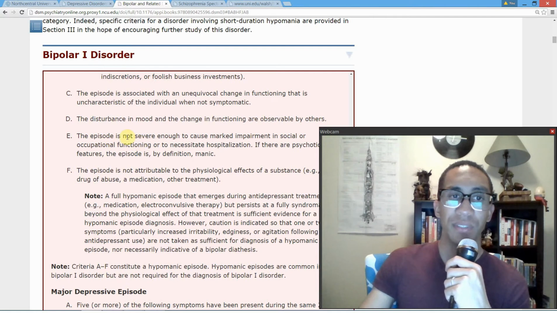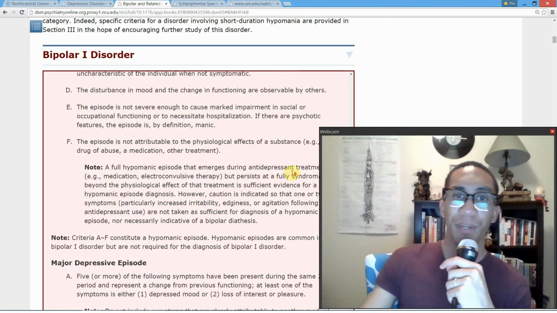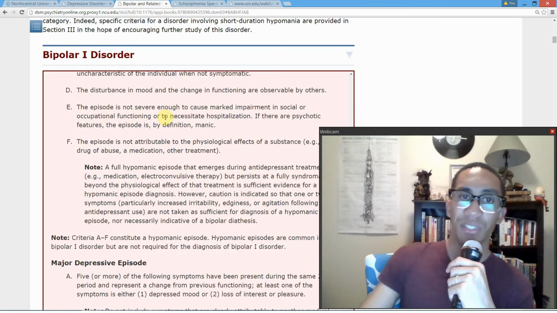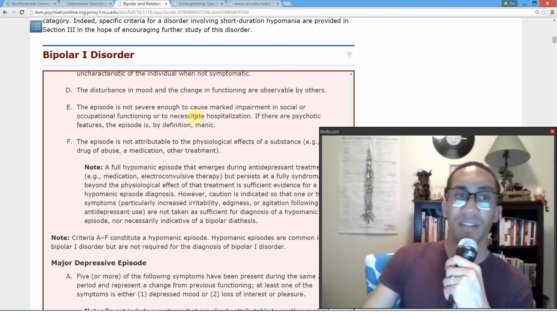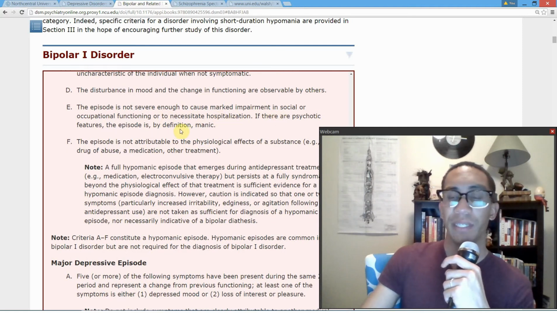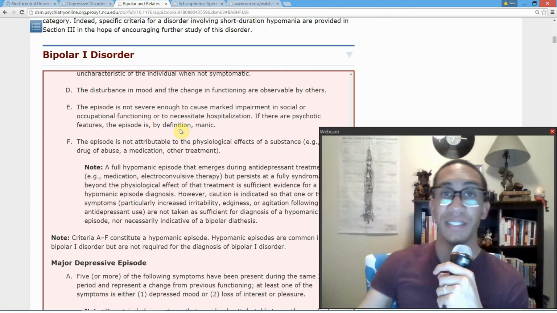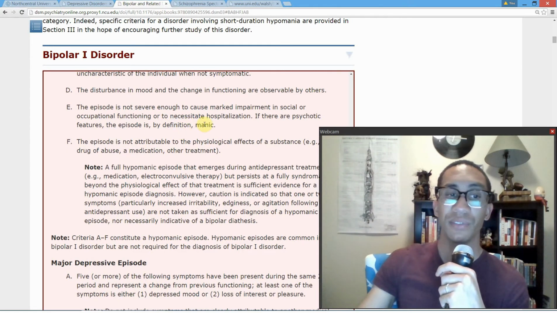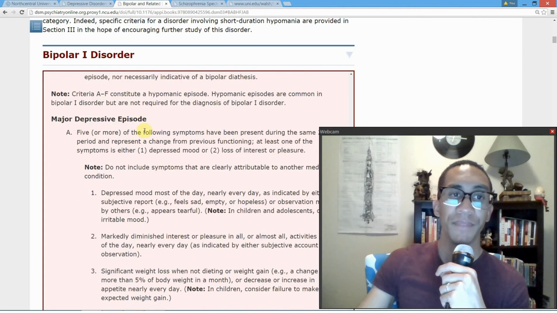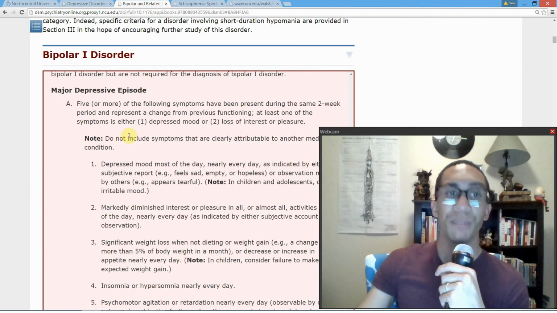The episode is not severe enough to cause marked impairment in social occupational functioning or to necessitate hospitalization. If there are any psychotic features, the episode is by definition manic. So there was a hospitalization, and it did cause a lot of impairments in social functioning, so she would not meet the hypomanic criteria. And then, of course, you have major depressive disorder or major depressive episode.